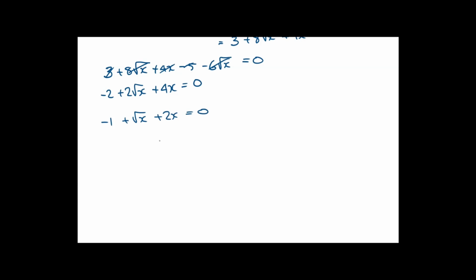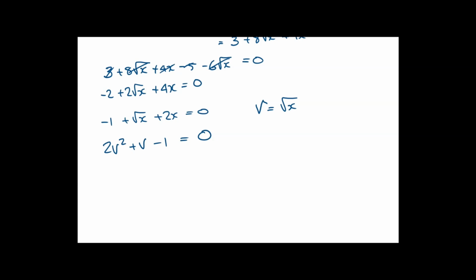Makes our life a little bit easier, although we've got this square root here. So I'm going to do a little switcheroo. I'm going to say let v be equal to the square root of x. So now we've got 2v squared, because it's going to be 2x, plus v minus 1 equals 0. And we're not going to solve those, hopefully.